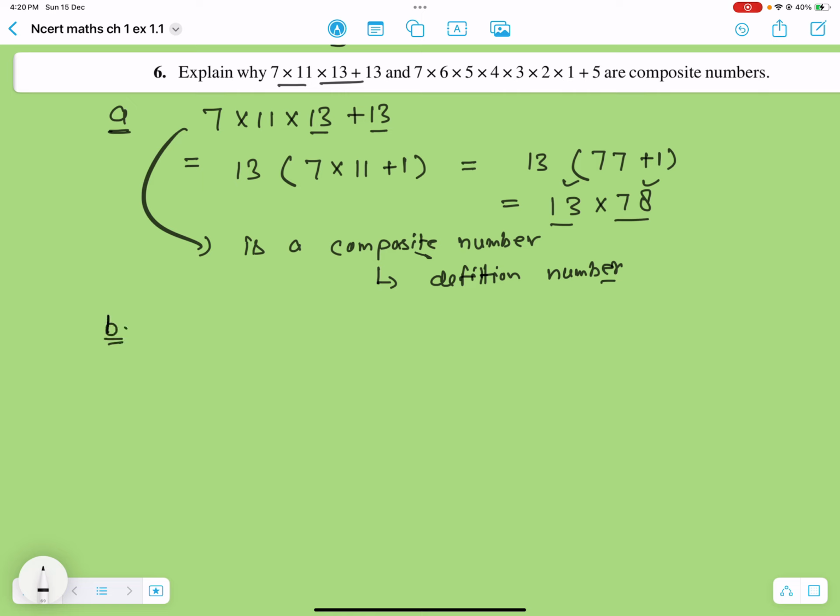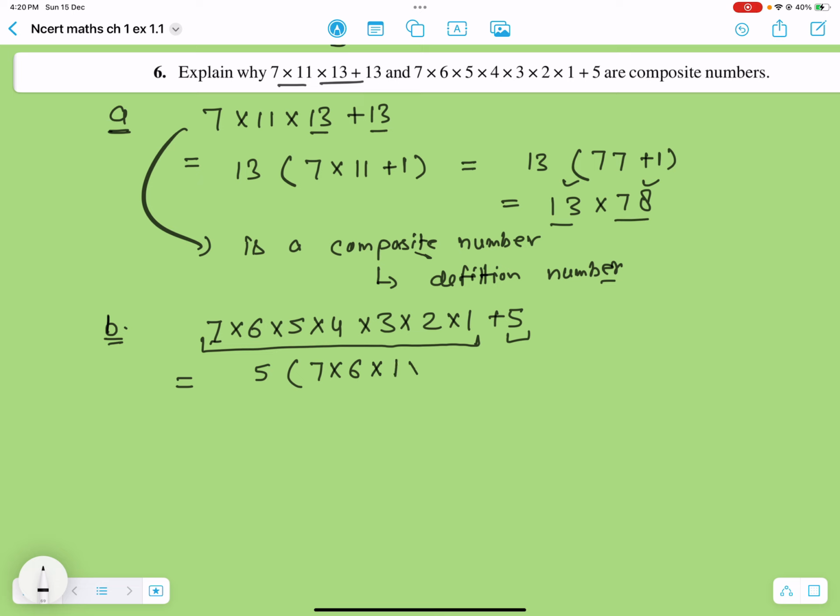So the other expression is 7 multiply 6 multiply 5 multiply 4 multiply 3 multiply 2 multiply 1 plus 5, right? If you look at this as per the BODMAS rule, this is one part, this is the second part. So what we can do, we can take 5 as common, and then it will become 5 multiply (7 multiply 6 multiply 1 multiply 4 multiply 3 multiply 2 multiply 1 plus 1). And if you multiply all these numbers, that will come as 5040 plus 5.